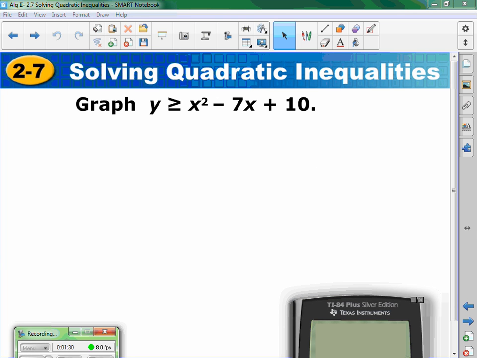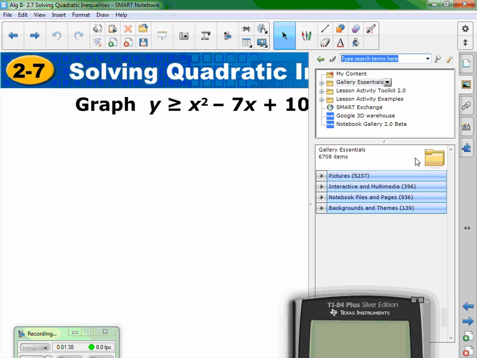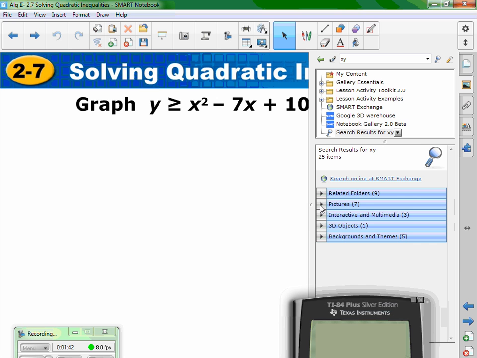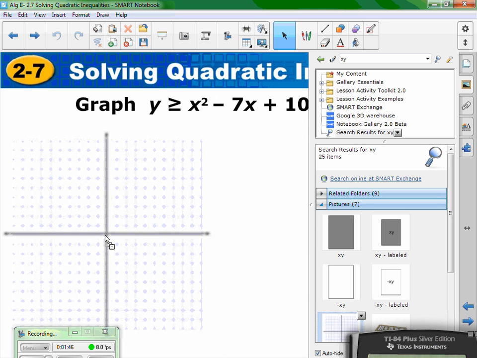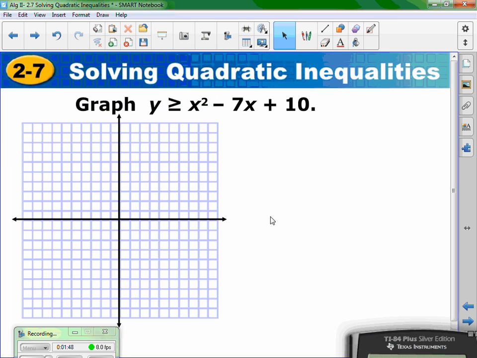First thing we're going to do is graph by hand y is greater than or equal to x squared minus 7x plus 10. Whenever we're graphing, what does every parabola have? A vertex. Now I'm going to show you a quick way to find the vertex.